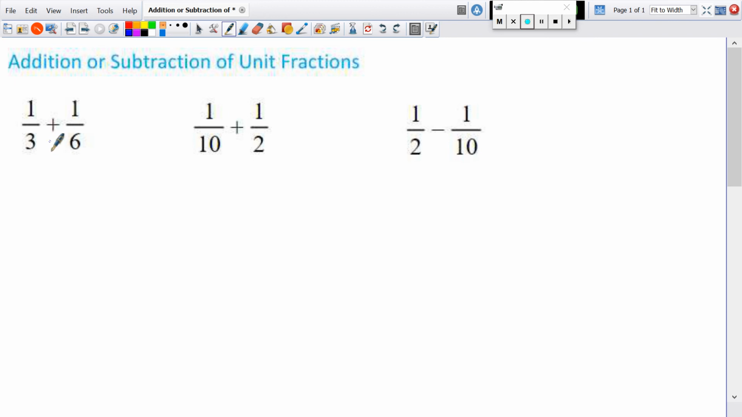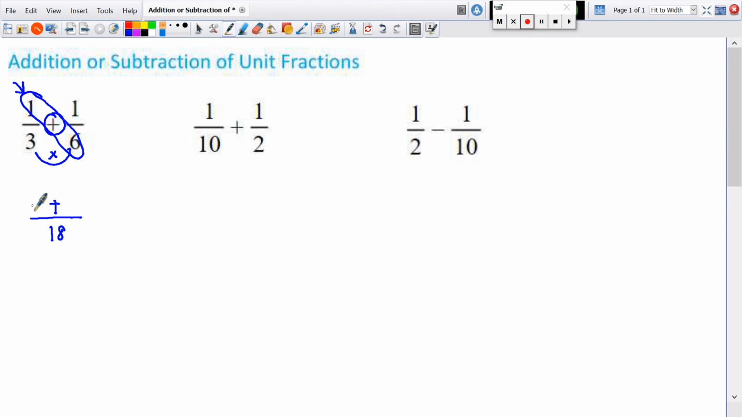What I do is I multiply the bottom, or the denominator. So 3 times 6 is 18. Now this sign in the middle, if it's a plus, I put a plus. If it's a minus, I put a minus. But put that in the middle of your numerator, and then you always start with this corner and cross multiply.